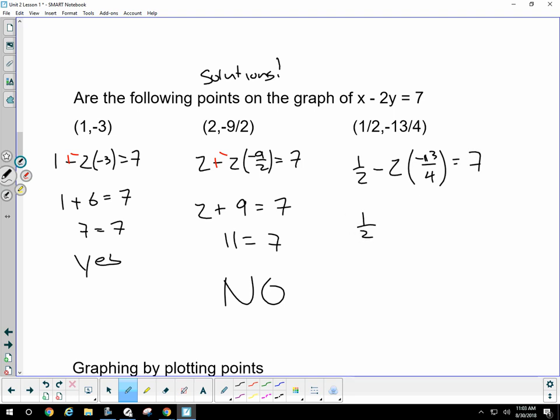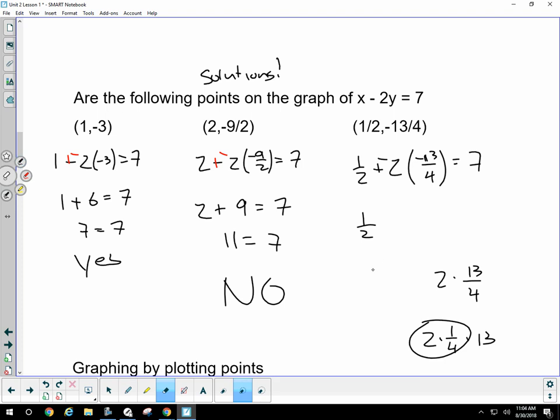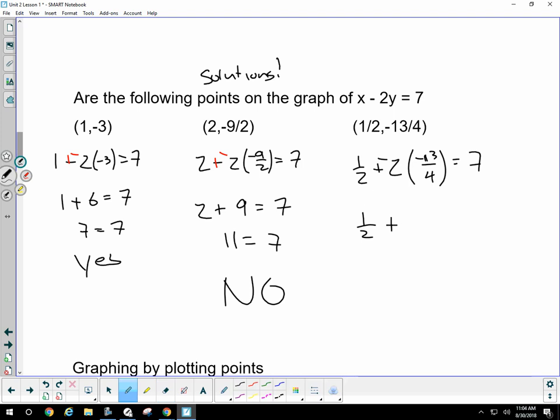Some practice with our fractions here. If I have 2 times 13 over 4, I could decide to rewrite this as 2 times 1/4 times 13. And I could decide to multiply the 2 and the 1/4 together first to give me 1/2 or 2/4. So that ends up being 13 halves. So I have 1/2 plus, because a negative times a negative is a positive, 13 halves. I have a common denominator. I can add the numerators together, and yes.